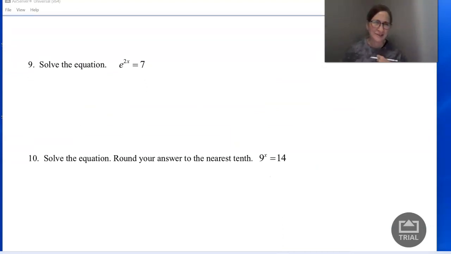Now, what I tend to do is when I have the irrational number e, okay, then I tend to take the natural log of both sides. So I'm going to rewrite this as natural log e to the 2x equals natural log of 7.